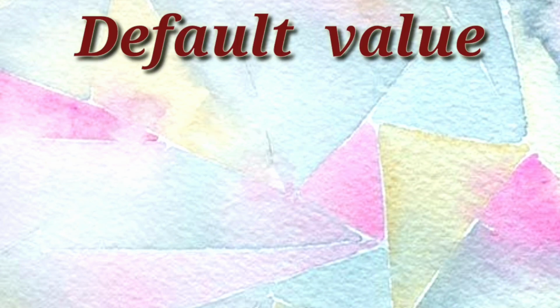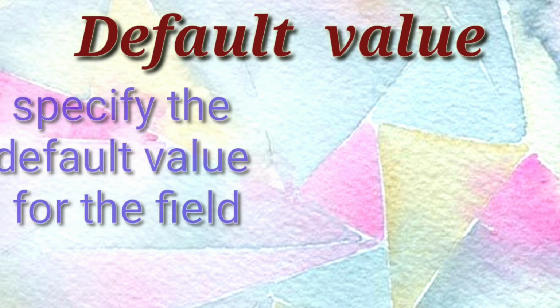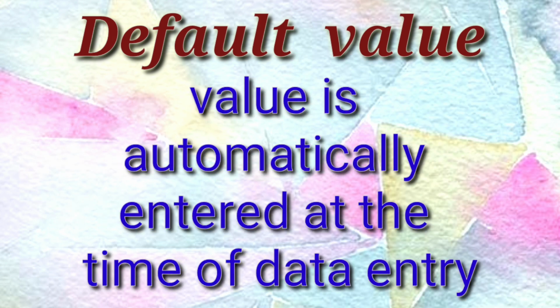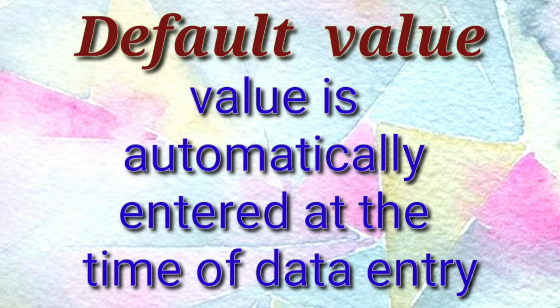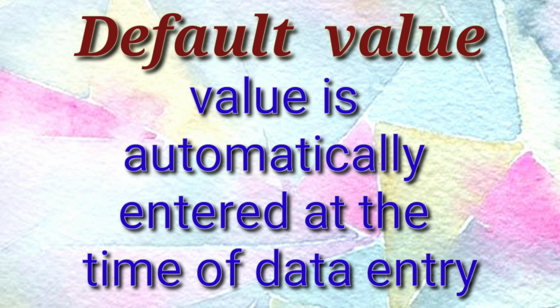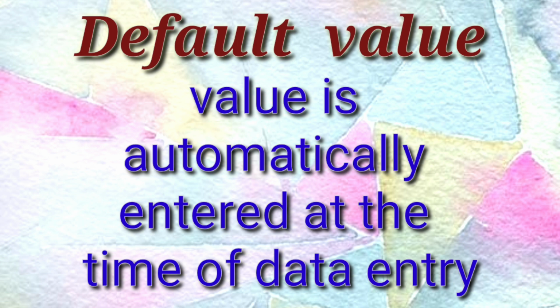The next property is the default value property. The default value field property is used to specify the default value for a field or control. That is, the value which would get automatically entered in the field at the time of data entry. If someone is entering another value, he can overwrite it. And if someone is leaving that field blank, that default value would automatically be entered in the field. When users add records to the table, they can either accept this default value or enter their own value.